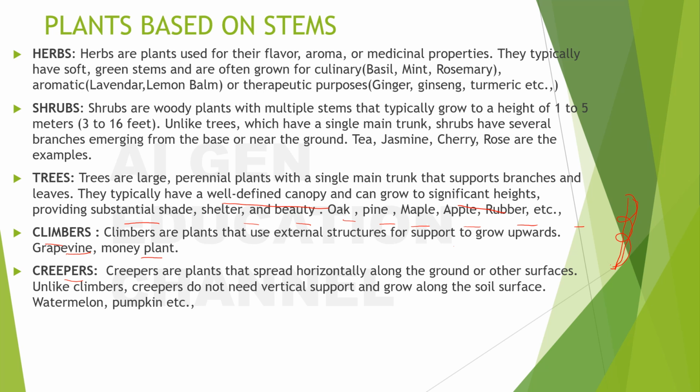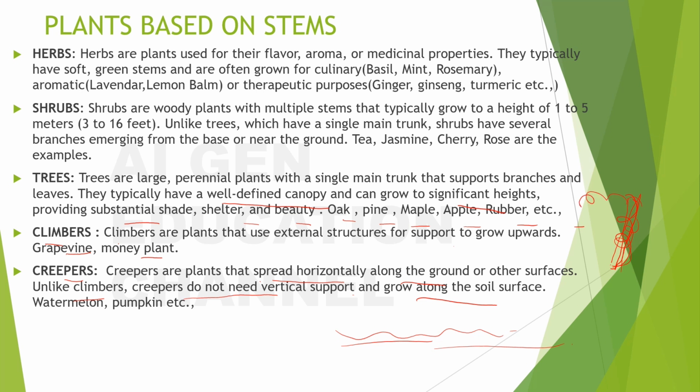And what are the creepers? Creepers are the plants that spread horizontally along the ground or other surface. Unlike climbers, creepers do not need vertical support. Climbers need vertical support to grow upwards, right? But creepers do not need vertical support and grow along the soil surface. They are happy to grow along the soil surface, but climbers are happy if you provide something vertical, and they can grow upwards.